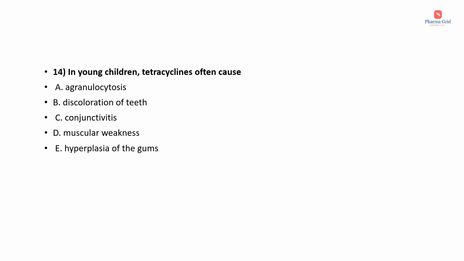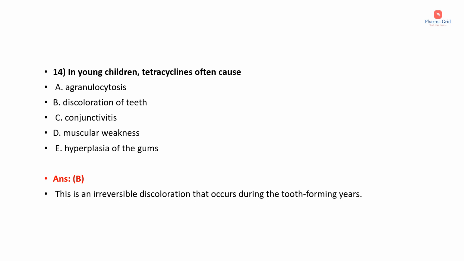In young children, tetracyclines often cause, the options are granulocytosis, discoloration of teeth, conjunctivitis, muscular weakness, hyperplasia of the gums. So here the answer will be option B, that is discoloration of the teeth. This is an irreversible discoloration that occurs during the tooth forming years.